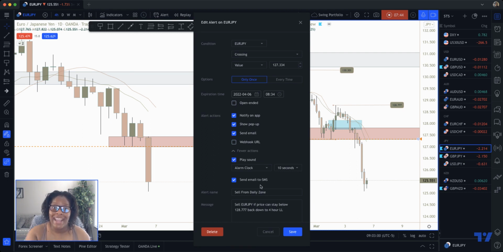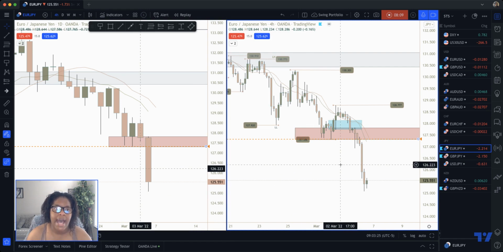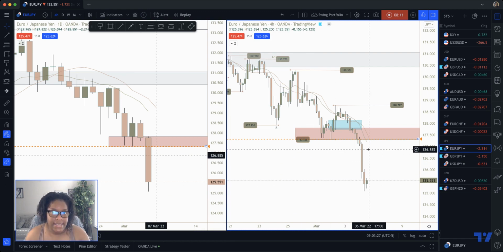So if you have a TradingView app, it can send the alert to your phone. And it may be overkill, but you may be out and about. I may not have my iPad on me to trade from, because I can trade from my iPad as well. And I want to know what I'm supposed to do. So here I have sell from daily zone, sell EuroJPY if price can stay below 128.777, back down to 4 hour lower low. So I'm even telling myself, reminding myself what I need to do if price gets here.